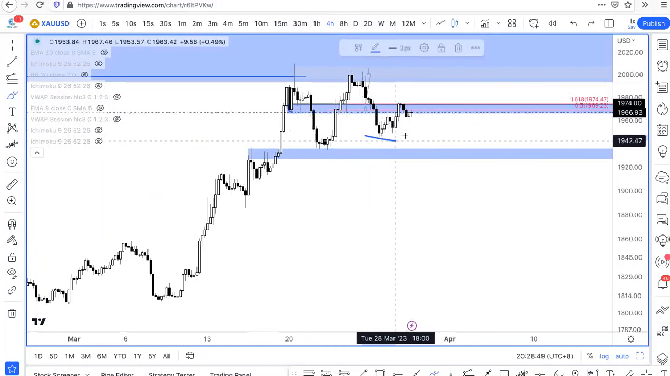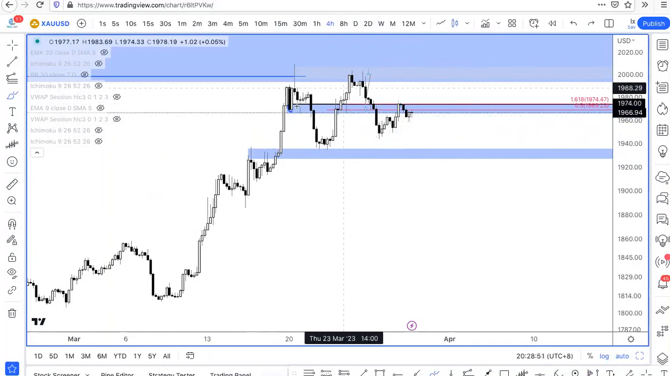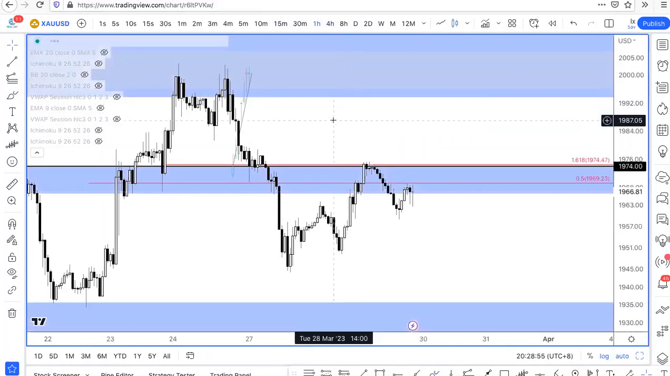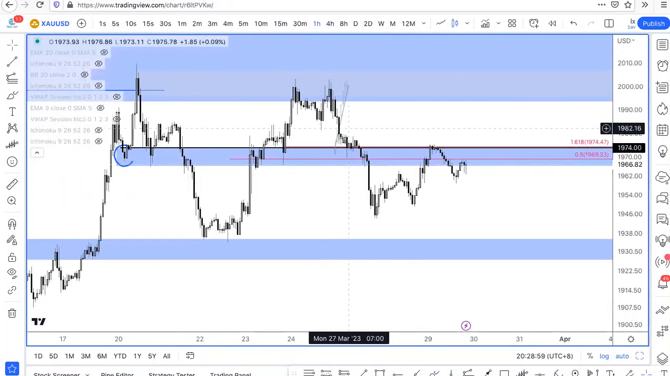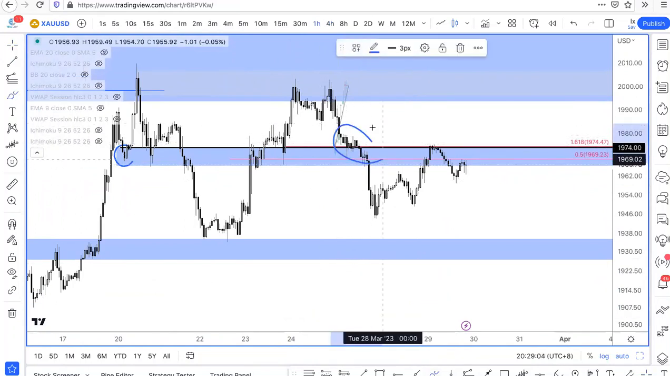So right now this is the last pullback that we have. Let me just remove this. Previously gold came into a support area here, I think, into this demand zone. But you can see that if you were to go down to the lower time frame, there isn't any respect of this zone. So let's just focus on this portion of the chart.